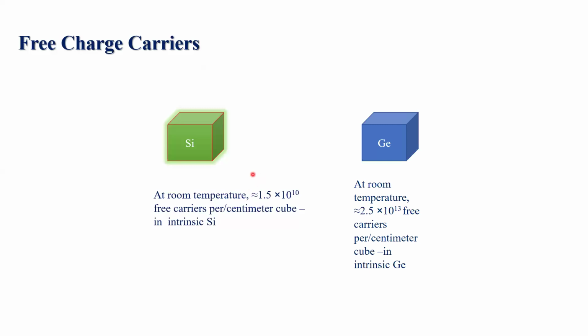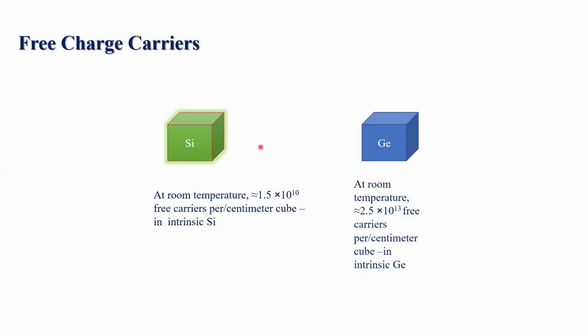So you can see that the ratio of germanium to silicon in terms of free charge carriers is 3 orders higher. So you have 3 orders higher free charge electrons or free charge carriers available in germanium at room temperature. However, the point to be noted here is that although at room temperature there are sufficient charge carriers in the intrinsic form of both germanium and silicon, both of these semiconductors are called poor conductors when they are in their intrinsic form.